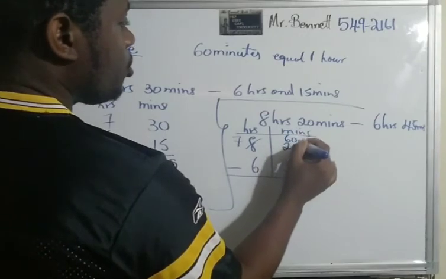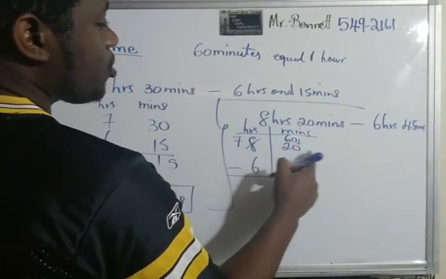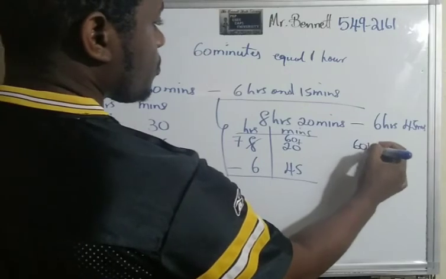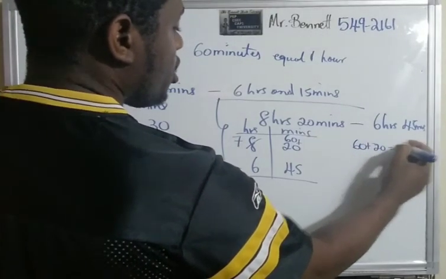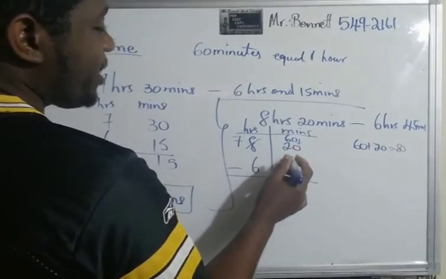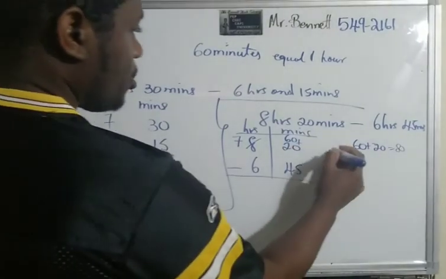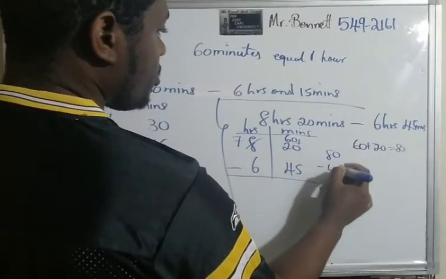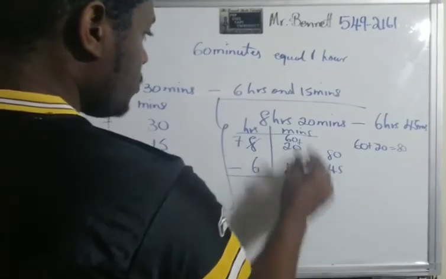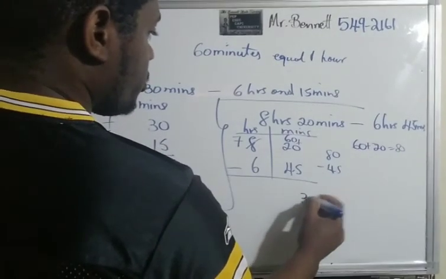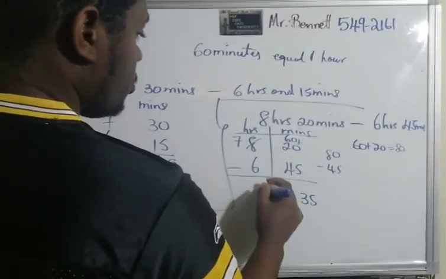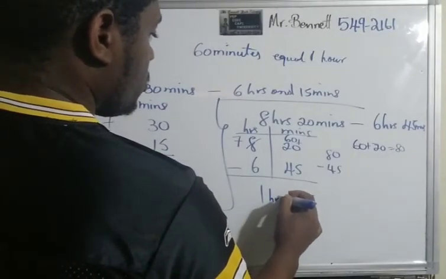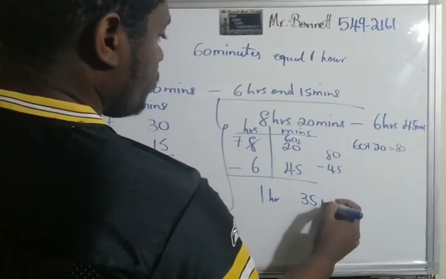So what we're going to be doing is to add this 60 plus 20, and we get 80, right? So now we have 80 minutes over here. 80 minus 45 will give us 35. And 7 take away 6 will be 1 hour and 35 minutes.